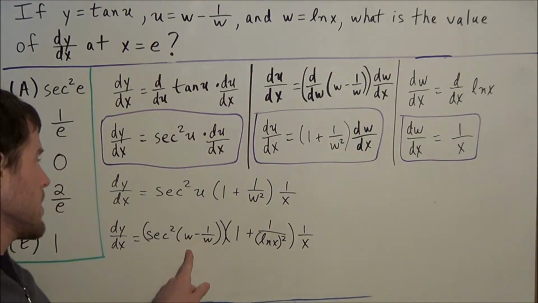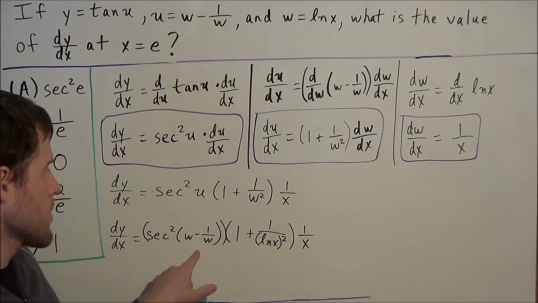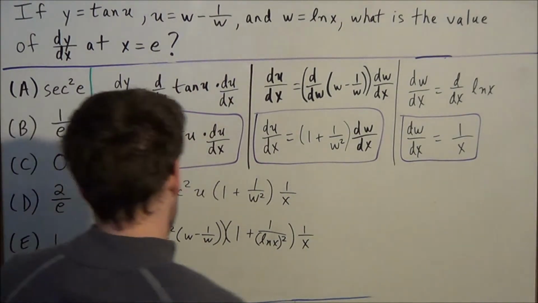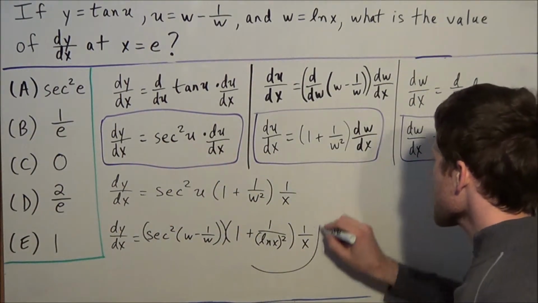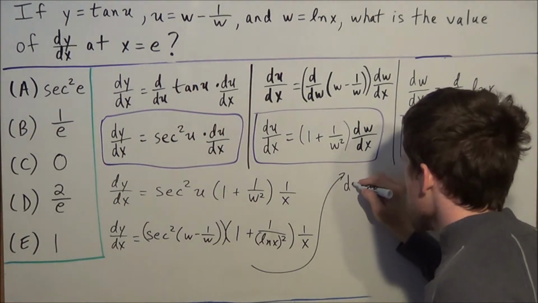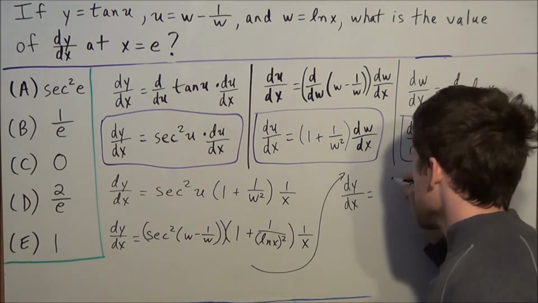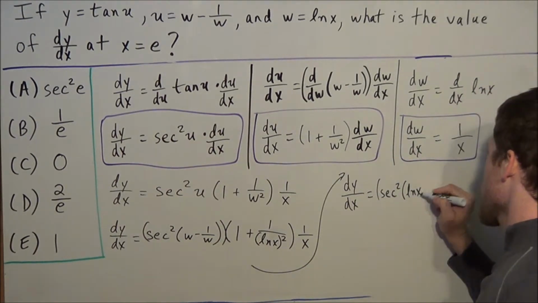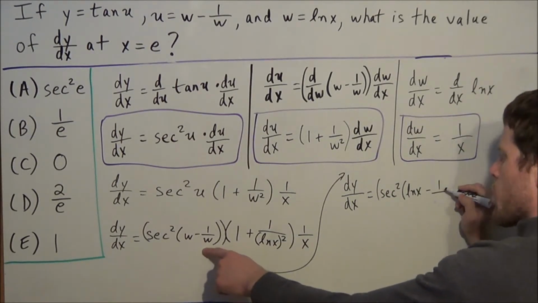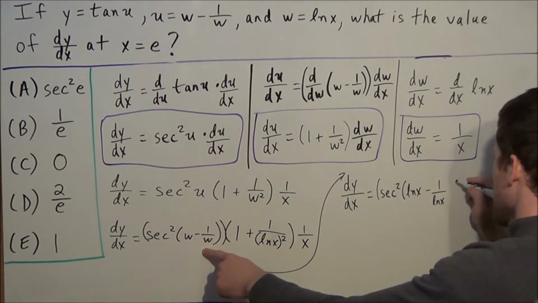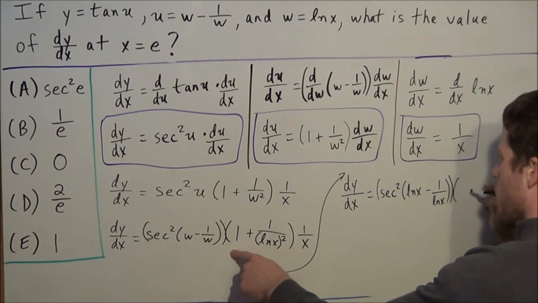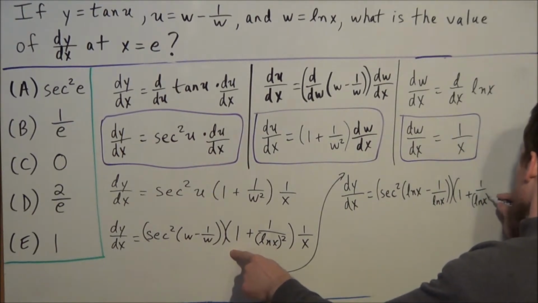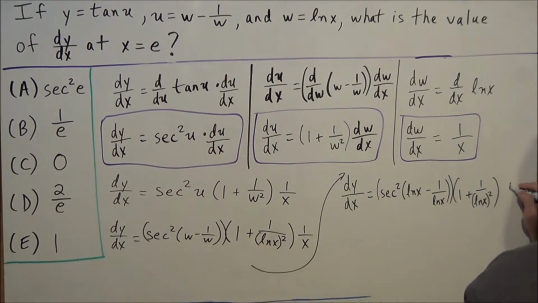Okay, so then for the next line, notice we still have a variable x and a variable w, so we're going to make a substitution for w again. w is equal to the natural log of x. So for the next line, we're going to have dy/dx equals, and we have secant squared of natural log x minus 1 over, and we're replacing w again with natural log x, and we're multiplying by 1 plus 1 over natural log of x squared times 1 over x.